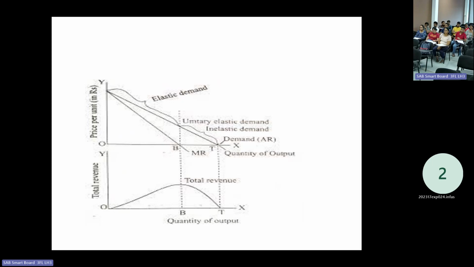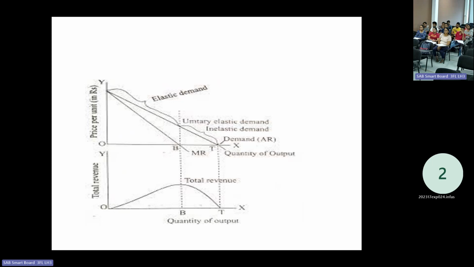So when the marginal revenue is... this is the total revenue curve. In this case, when the total revenue is maximized, marginal revenue equals 0. At that point, if you calculate the price elasticity of demand, it will be equal to 1, unit elastic.